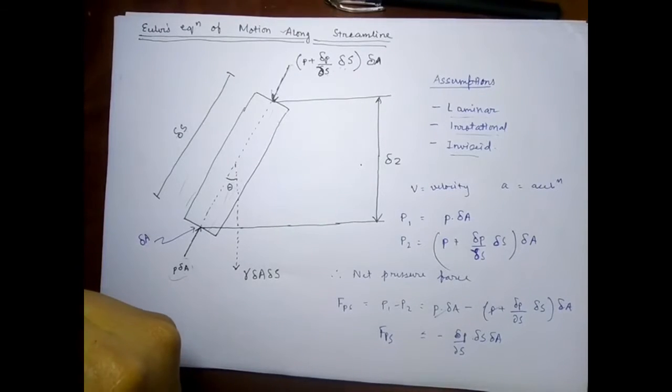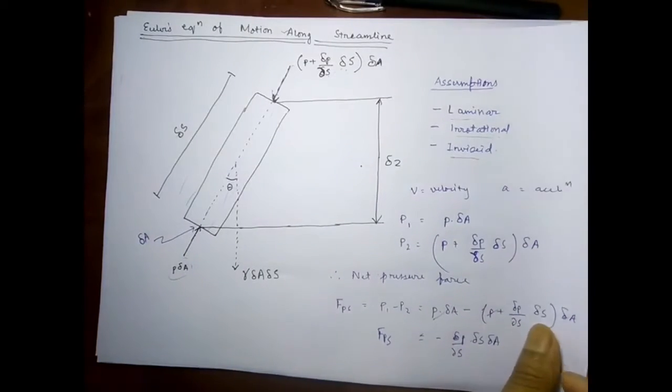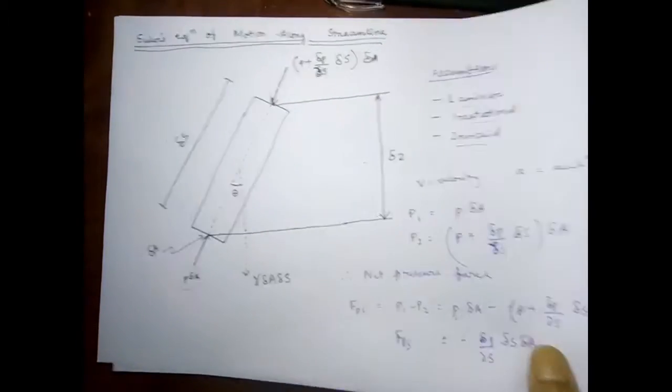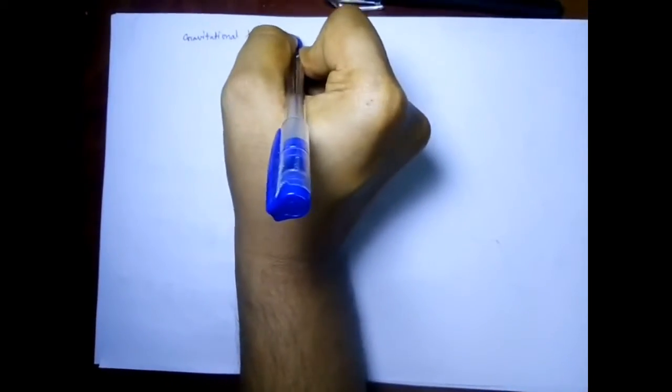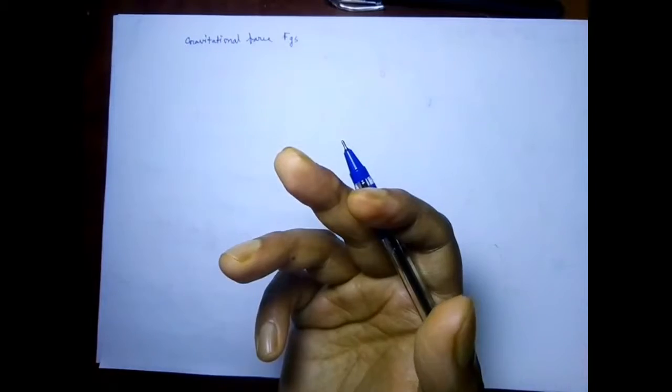Now this was the pressure force. Now let's take the gravitational force. This gravitational force FGS will be because of the force that is due to the weight.